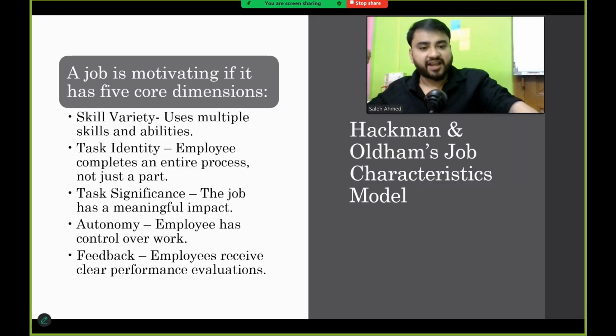Next up, we have Hackman and Oldham's job characteristics model, which states that a job is motivating if it has 5 core dimensions: skill variety, task identity, task significance, autonomy, and feedback. I'll start with skill variety.